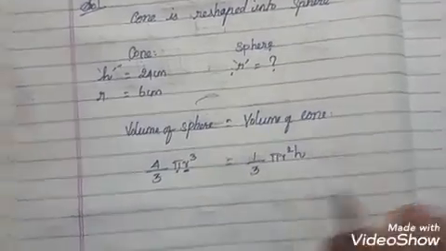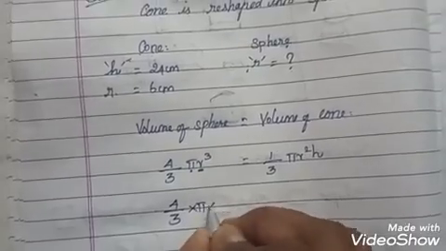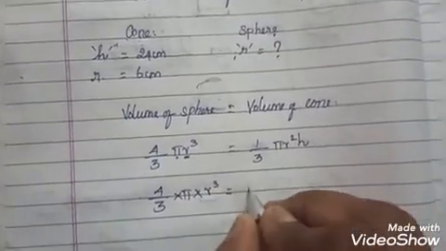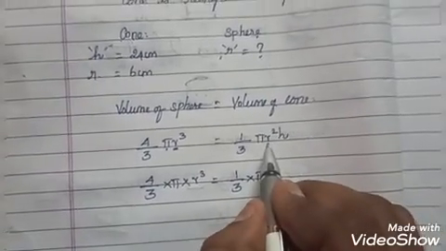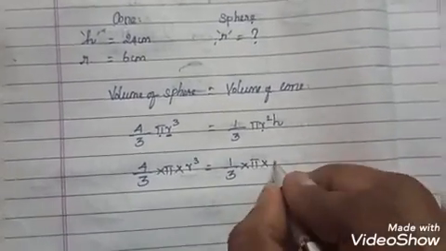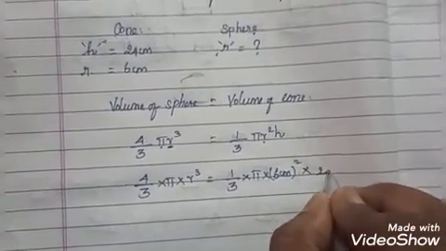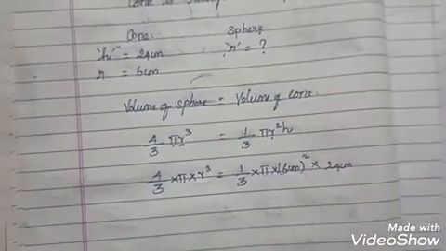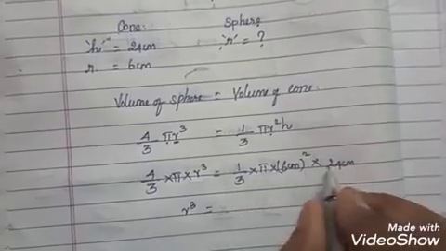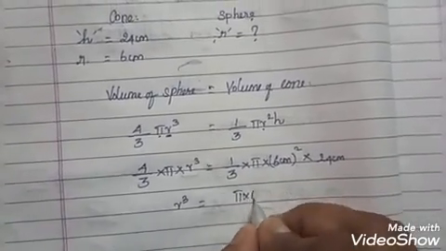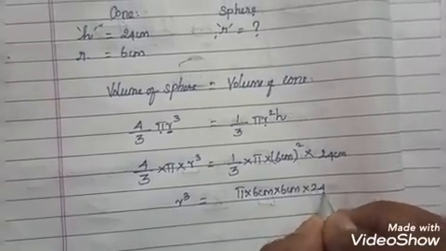Before that, you have to substitute the remaining: 4 by 3 into pi into r cube is equal to 1 by 3 into pi into r, which is 6 centimeter, 6 centimeter square into 24 centimeter. Now you take this r cube as it is. You need to multiply first. So pi into 6 centimeter into 6 centimeter into 24.